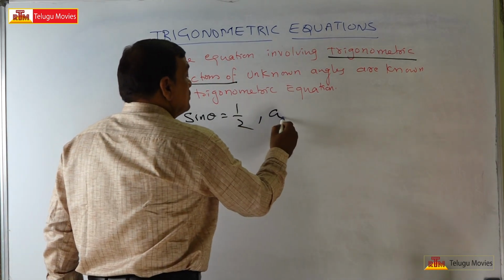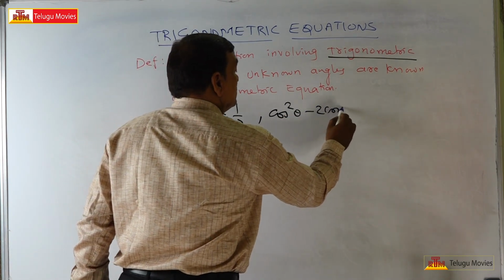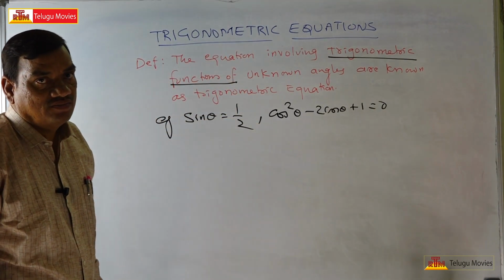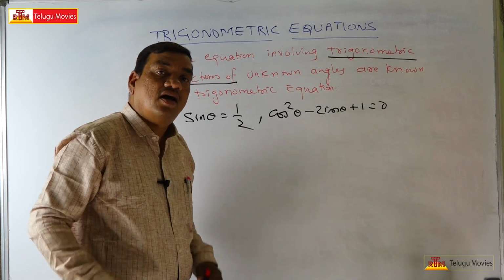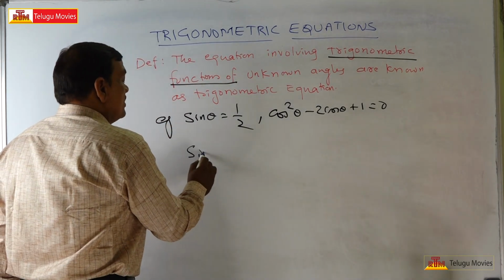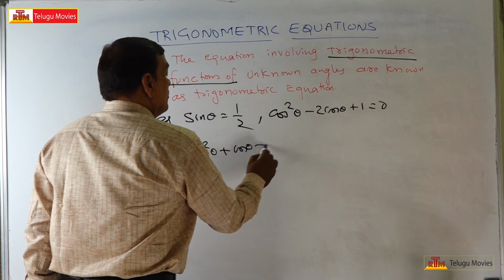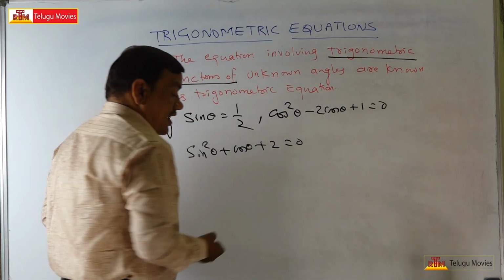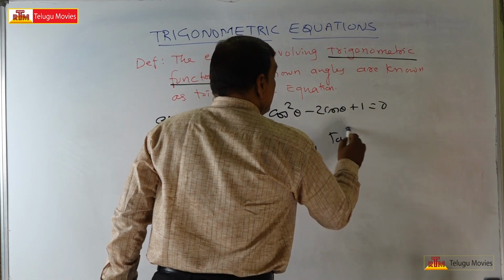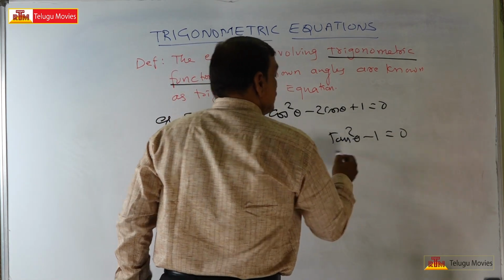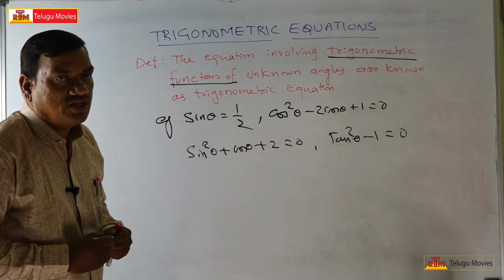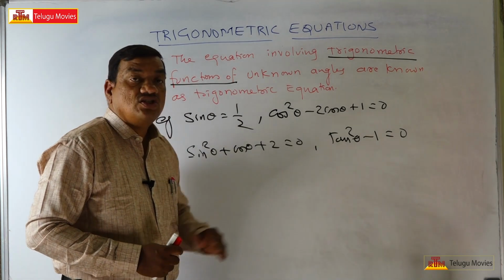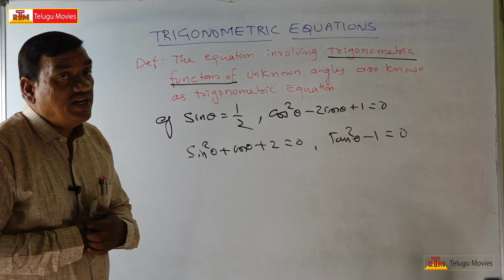For example, cos square theta minus 2 cos theta plus 1 is equal to 0 is also a trigonometric equation, which involves cos theta. Another one is sin square theta plus cos theta plus 2 is equal to 0. This is also a trigonometric equation. And there are many more, like tan square theta minus 1 is equal to 0. This is also a trigonometric equation. So any equation involving trigonometric functions is known as a trigonometric equation.